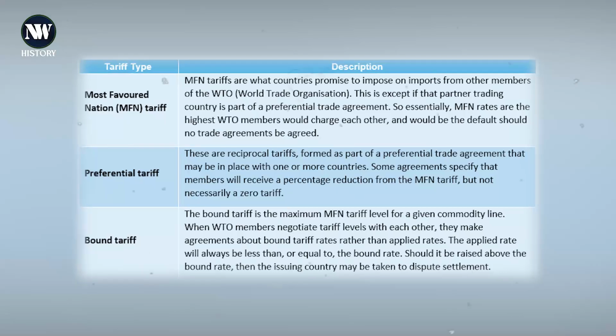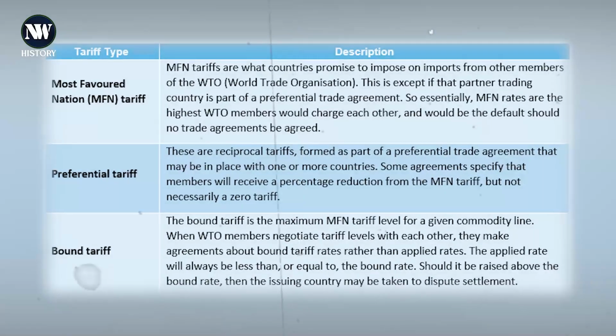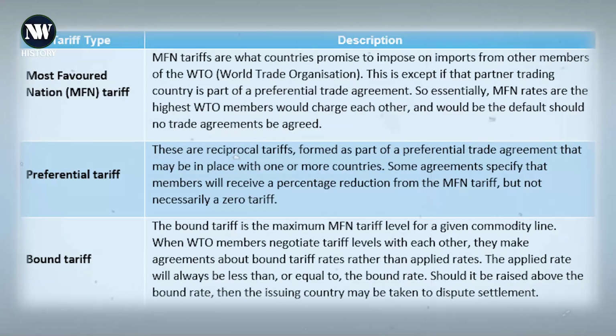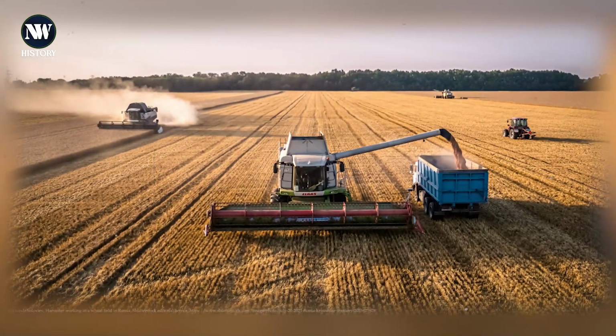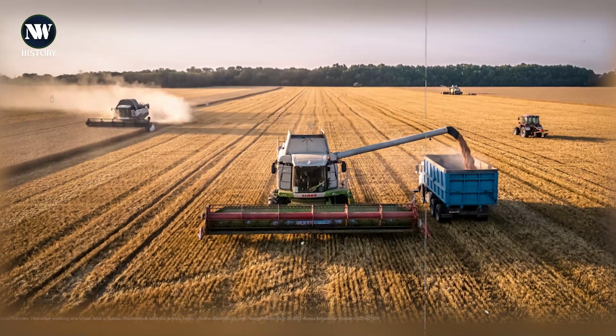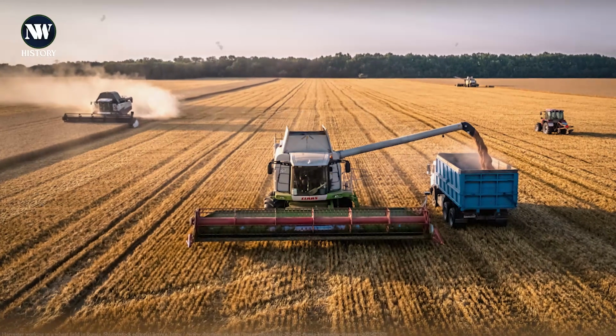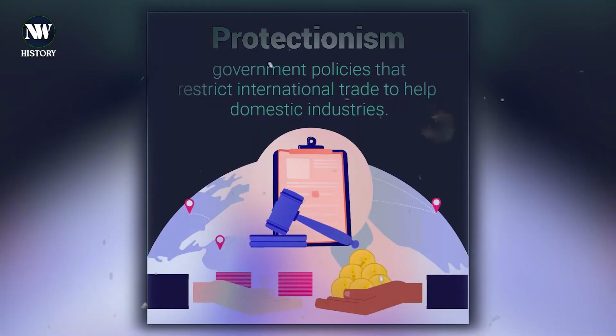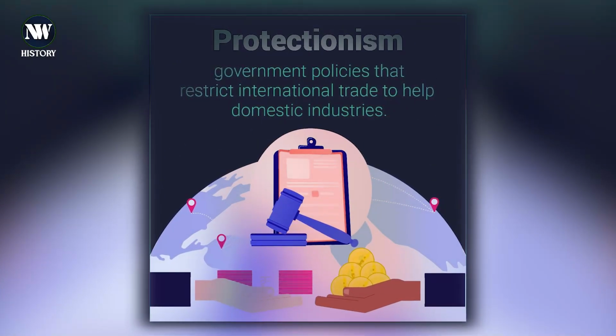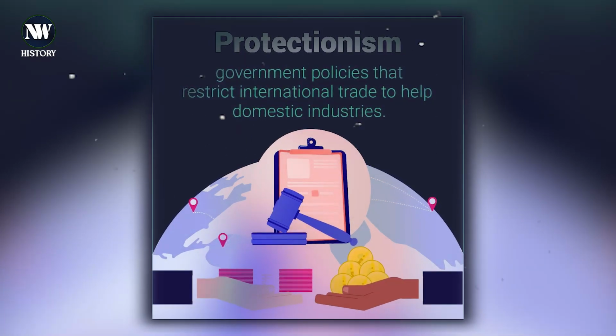Second were the tariff bindings of Article 2. Countries agreed to ceiling rates or bound tariffs that could not be exceeded. For example, if Britain bound its wheat tariff at 10%, it could not raise it to 20% without compensating trading partners. This rule created predictability for exporters, reducing the risk of sudden protectionism.